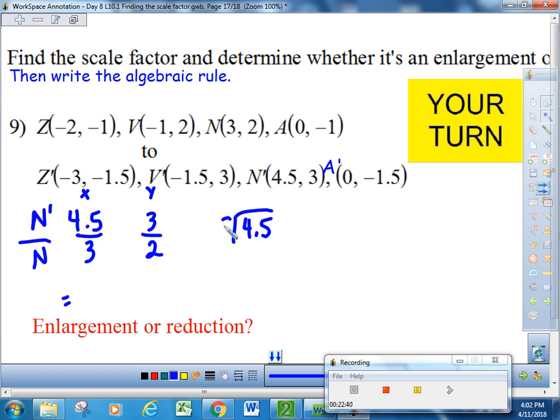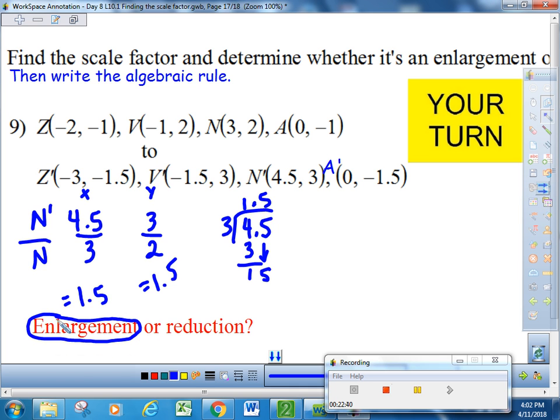4.5 divided by 3. 3 goes into 4 one time. Bring down your 5. Bring up your decimal. That goes in 5 times. 1.5. How many times does 2 go into 3? 1. And then it's 1/2 left over. So 1.5. Enlargement or reduction. This is an enlargement because your scale factor is greater than 1. So you would say k equals 1.5.